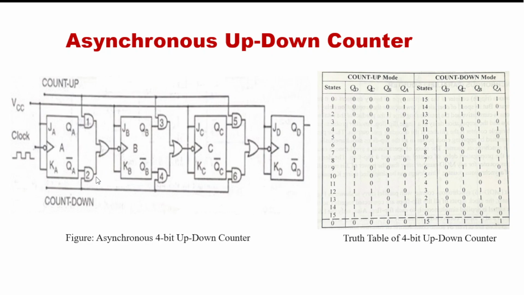Also here clock is given in the first flip-flop, and then QA bar is transferred through AND gate number 2 and also this OR gate, and it acts like a clock pulse of flip-flop number B. In the same way QB bar passes through this AND gate 4 and also this OR gate, and it acts like a clock pulse of flip-flop number C. Okay, then similarly the last case. So in this way the asynchronous up down counter basically works.